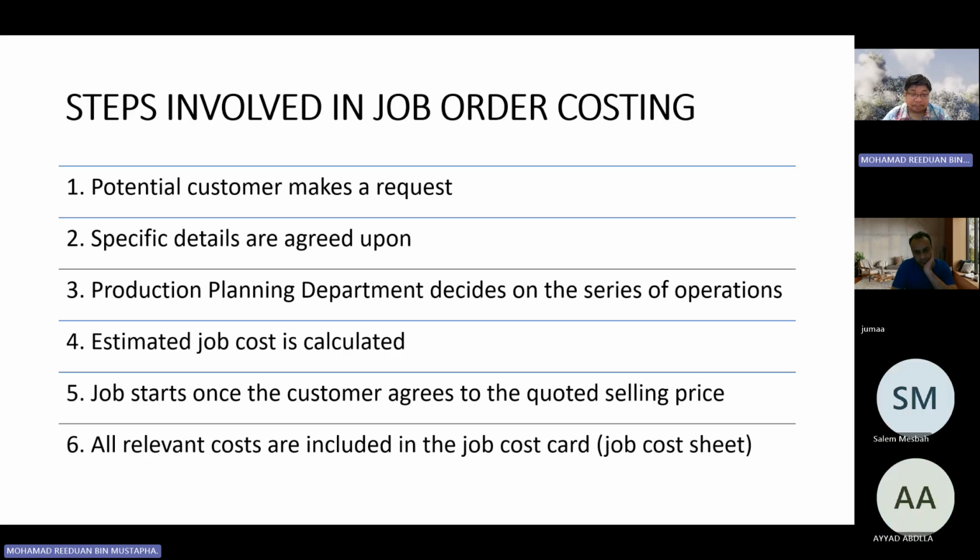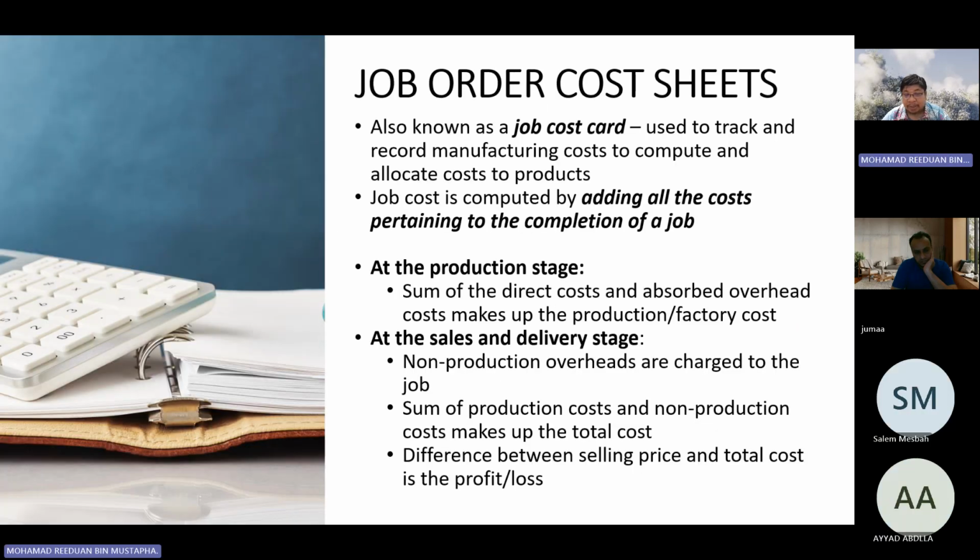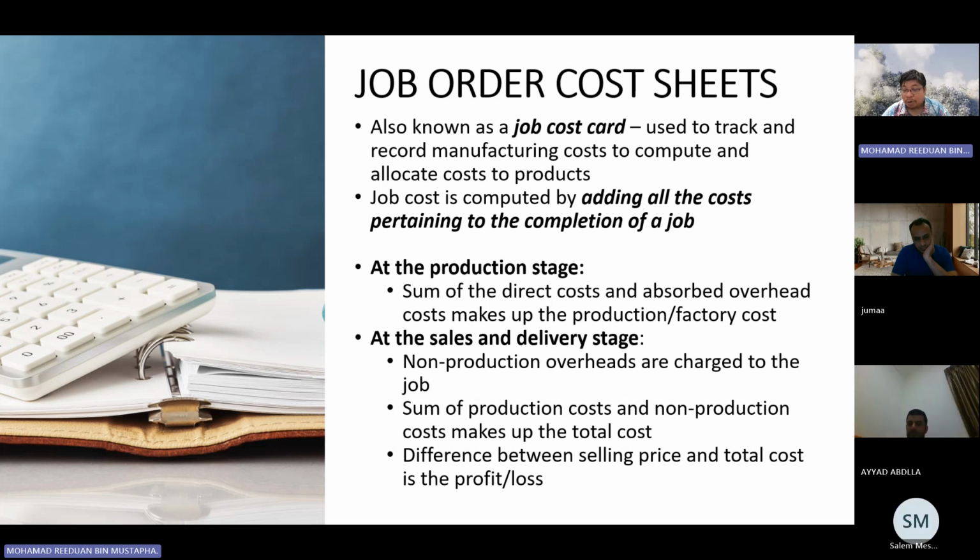And then the job order sheet. So this is the job order sheet. As I said, it can be physical and it can be online, it can be digital. It is also known as a job cost card, used to track the record of manufacturing cost to compute the allocated cost of the product. So if you want to do the job cost sheet, you can do it on physical paper, or you can use Excel, where you have a sheet for tracking, or maybe you have a system for job costing.